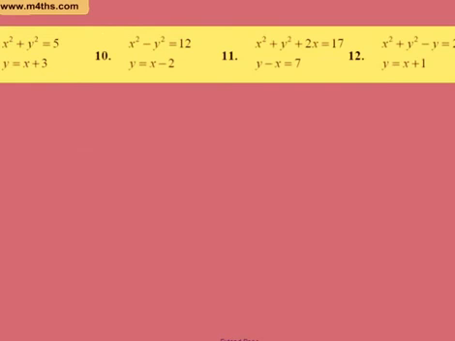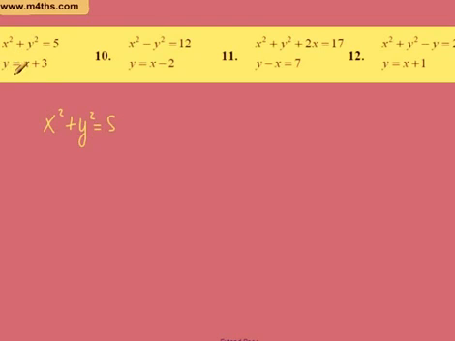Right, let's see what else we've got on here. Okay, this is where we need substitution. This is the equation of a circle. X squared plus y squared equals r squared is the equation of a circle. And we've got a non-linear. So this time we've got an x squared plus y squared is equal to 5.